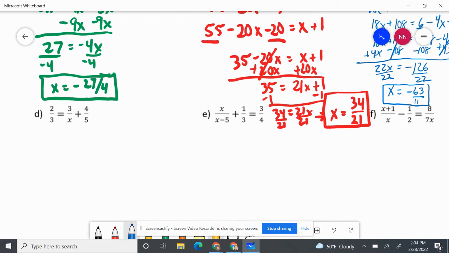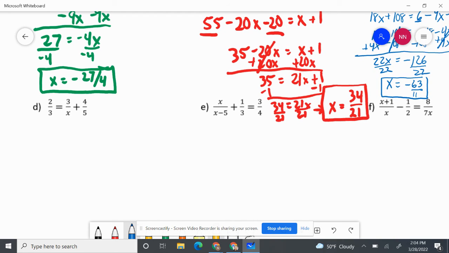Now looking at letter D. This time we have 3 denominators. So since we have 3 denominators, we have to look at all 3 to figure out the common denominator. We have a 3, an x, and a 5. 3 times 5 we know is 15, so that would be 15x would be our common denominator.